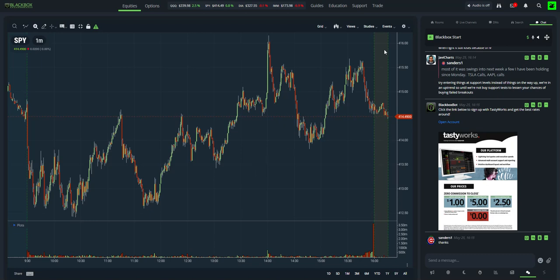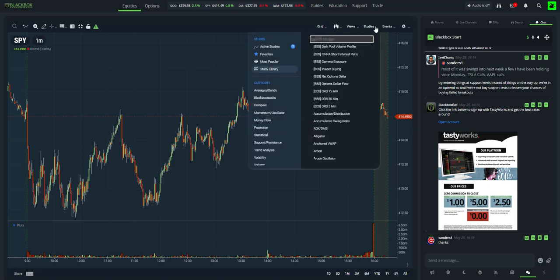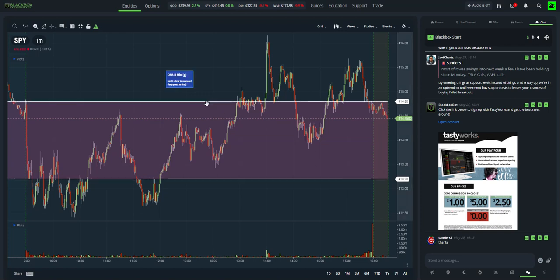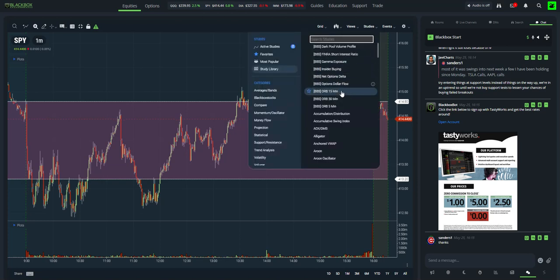So what I'm going to do is I'm going to come up here to studies. I'm going to add the opening range breakout of the 5-minute ORB right there. What this does is it takes into consideration the high and the low in the first 5 minutes of the market open. So this was the 5-minute high, this was the 5-minute low. At 9:35, those lines become firm. They don't move the rest of the day. Then you can add the 15-minute as well.